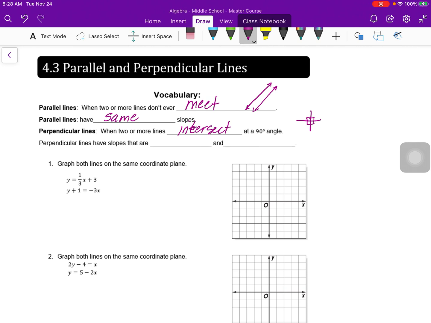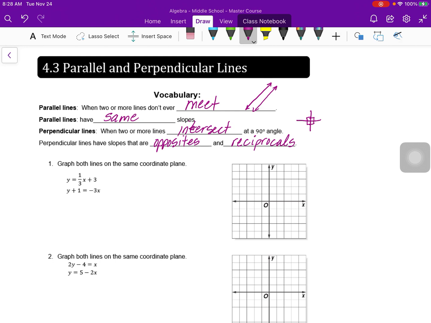Perpendicular lines have slopes that are opposites and reciprocals. We'll come back and talk about that in a little bit because sometimes that's confusing. So perpendicular lines have slopes that are opposite reciprocals. That's how you need to remember that.